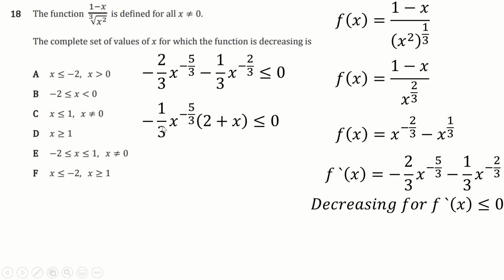When I expand this first bit, I'm going to get minus 2/3 this, which is fine. And the next bit, I'm going to get minus 1/3. And now this is an x to the power 1, and 1 plus minus 5/3 is minus 2/3. So this works. And now I've got a very similar thing to what I had before. I've got this thing multiplied by this thing needs to be less than 0. So I'm going to do the same kind of thing I did in the last question.